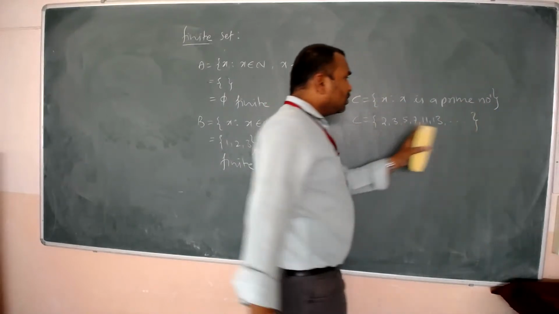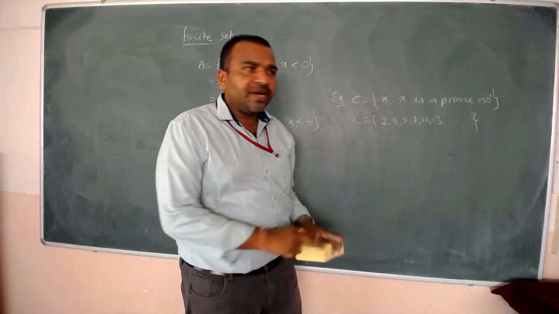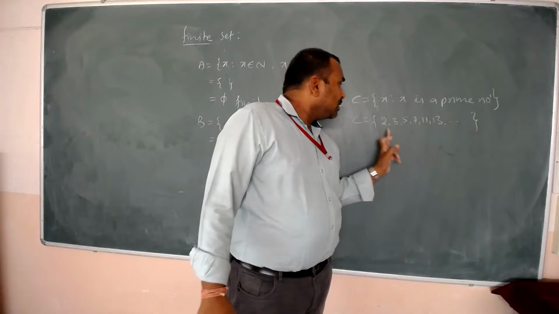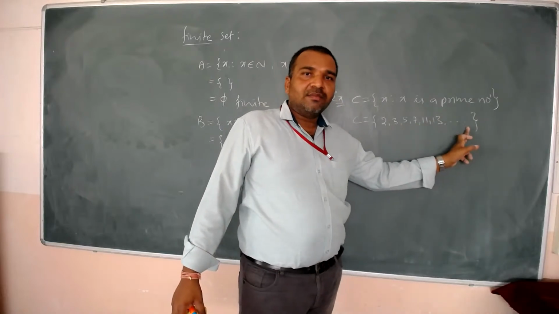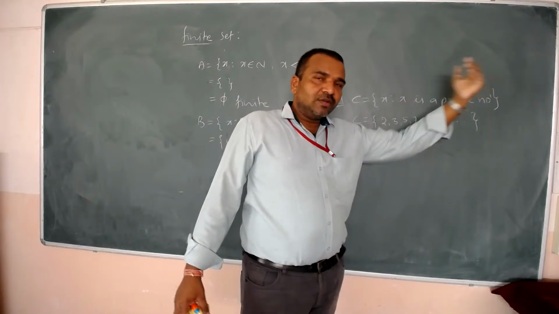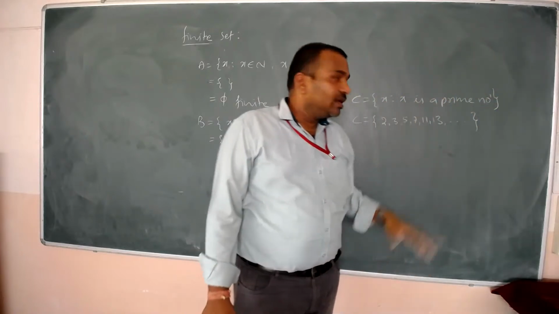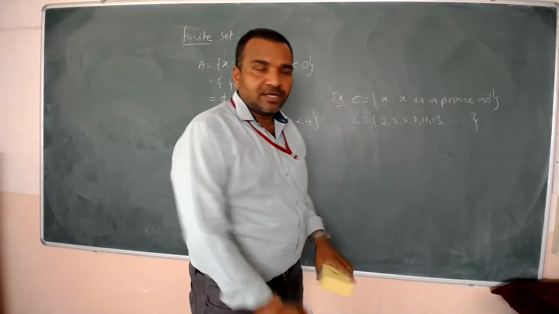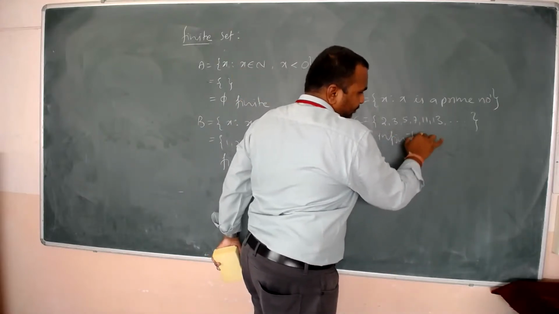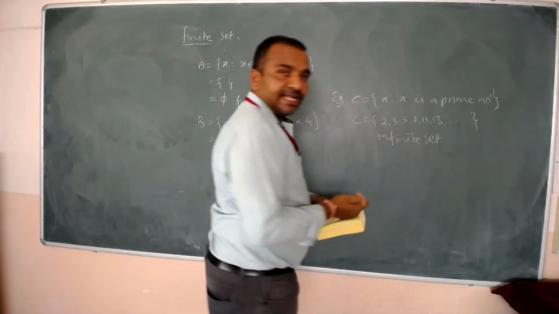So there is no end point. There is no end point means there is no end element also. So all these prime numbers are not countable. We cannot count them. Up to infinity there are so many prime numbers. So that's why it is an infinite set.